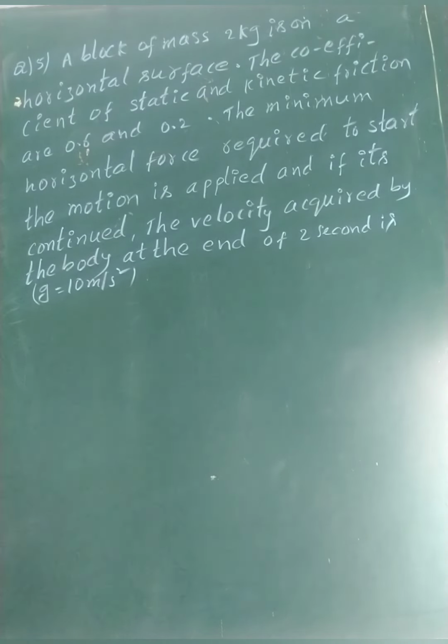A block of mass 2 kg is on a rough horizontal surface. The coefficients of static and kinetic friction are 0.6 and 0.2. The minimum horizontal force required to start the motion is applied, and if it is continued, find the velocity acquired by the body at the end of 2 seconds. g equals 10 meter per second square. Solution. Given data.